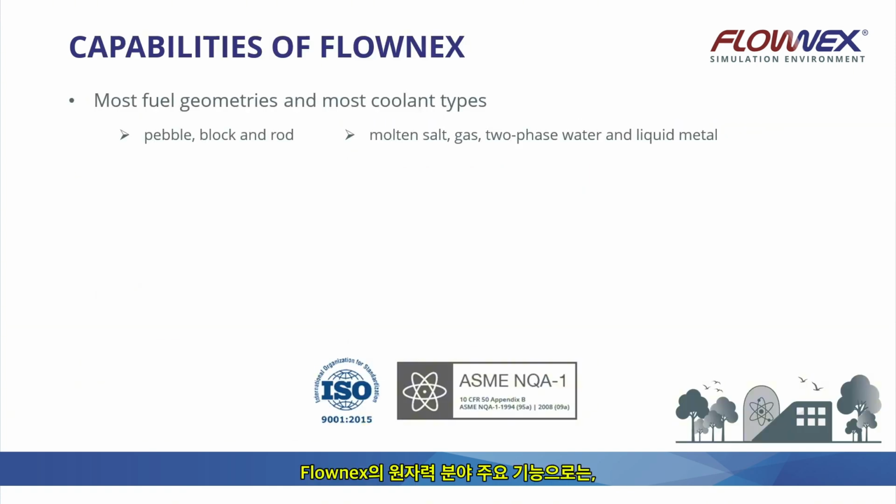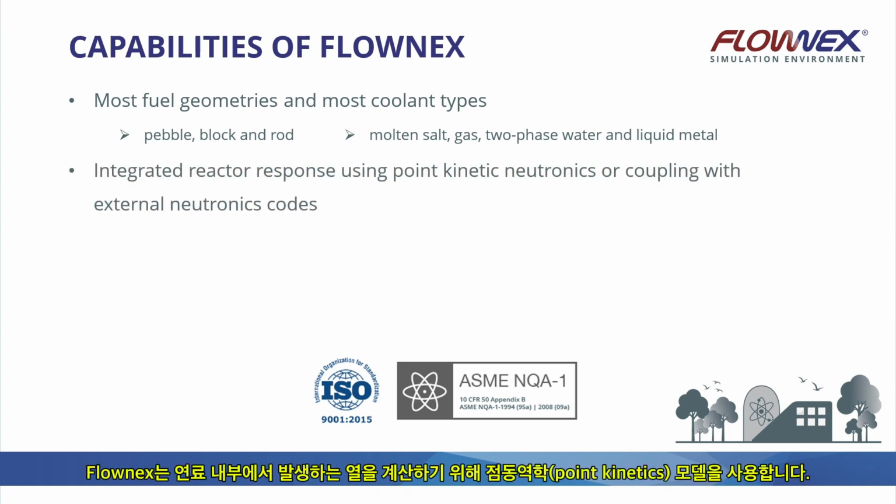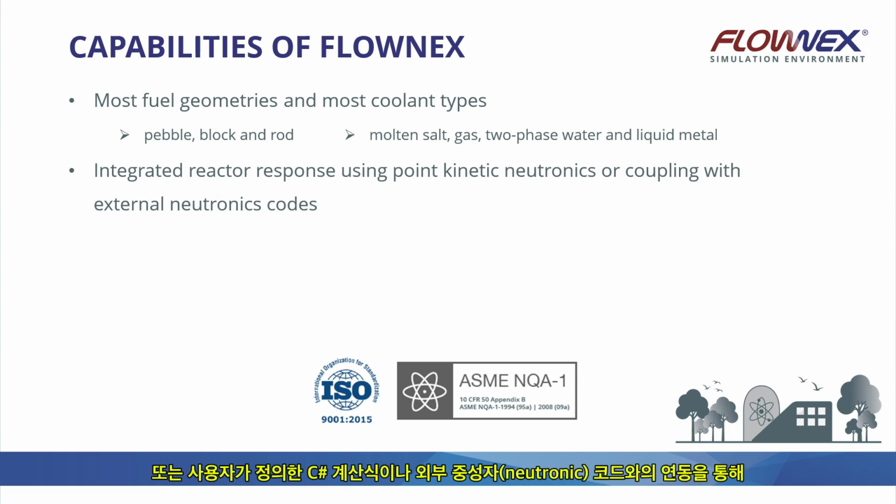Some important capabilities of Flownex in the nuclear industry: Flownex can model different fuel geometries such as pebble, block, and rod, and different coolant types such as molten salt, gas, water, and liquid metal. Flownex uses a point kinetics model to calculate the heat generated within a fuel. Alternatively, user-defined C# calculations or coupling with external neutronics code can be used to describe the heat generated as well.